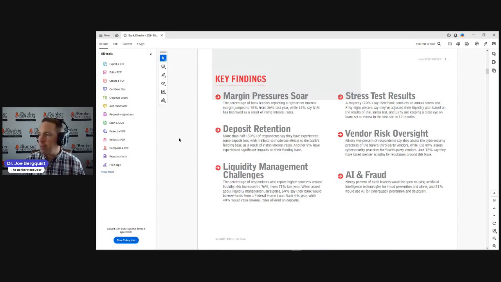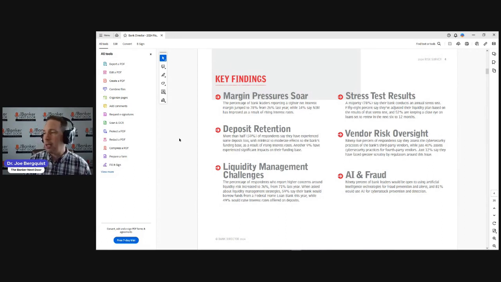The next thing would be vendor risk oversight. 95% of respondents say they assess the cybersecurity practices of the bank's third-party vendors, while just 40% assess cybersecurity practices for fourth-party vendors. Just 12% say they have faced greater scrutiny by regulators around this issue. And then finally, we have AI and fraud. 90% of bank leaders would be open to using artificial intelligence technologies for fraud prevention and alerts, and 81% would use AI for cyber attack prevention and detection.